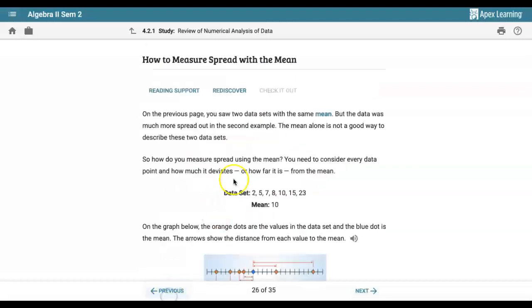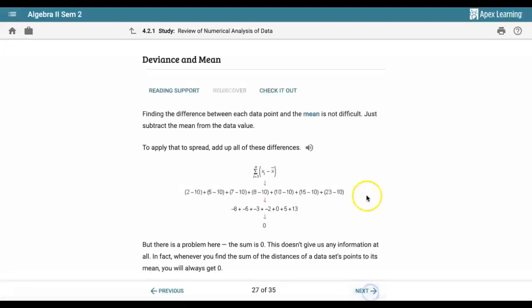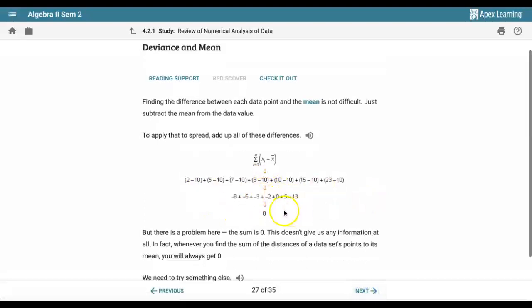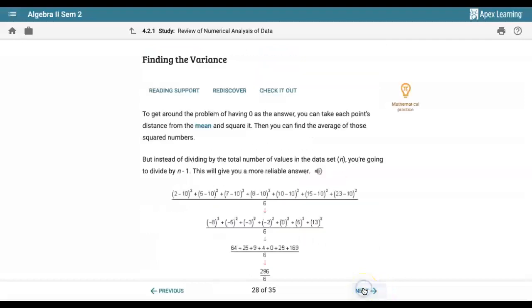And again, let me show you what that looks like. So again, 10 being here. So that's 2 minus 10. So this little tiny distance here is 8. And then maybe this one's 5, then 3, then 2. And when we add them all together, it ends up being 0 here. So that doesn't give us any information when we try to sum up the differences here.